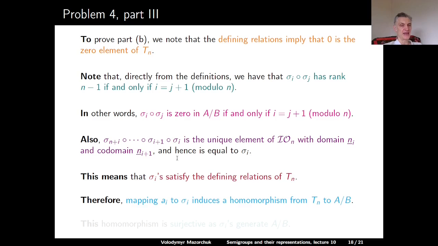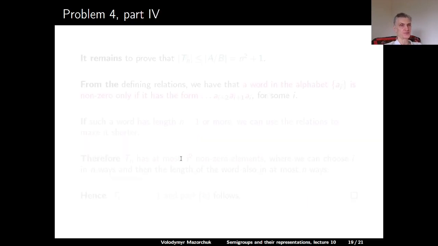Therefore, mapping ai to sigma i induces a homomorphism from Tn to A modulo B. And this homomorphism is surjective, since we know that all sigma i's generate this Rees quotient. So they generate A, and so they generate also the Rees quotient. So it remains to prove that the cardinality of Tn is at most the cardinality of A modulo B, which is n squared plus 1.